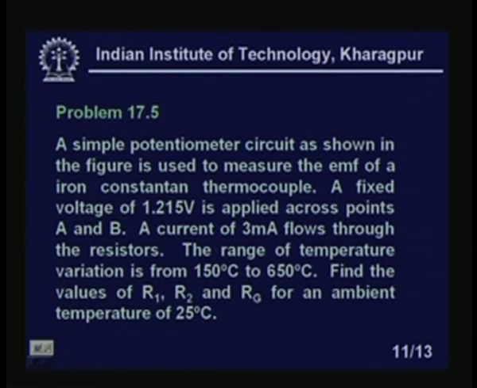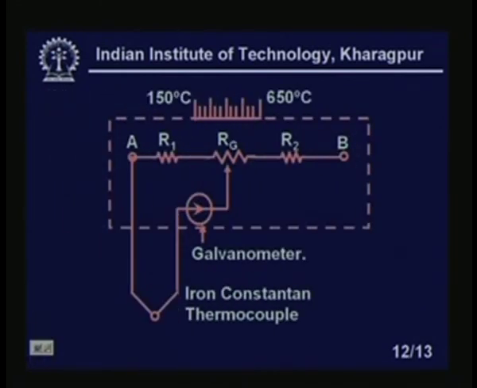Let us look at the circuit diagram. So this is our circuit, right. We have to find the values of R1, R2 and Rg for an ambient temperature of 25 degrees centigrade. These are the iron constantan thermocouple. The fixed voltage is 1.215 volt, a standard voltage which will not vary, applied across the points A and B, right. And we have a galvanometer to know the current.